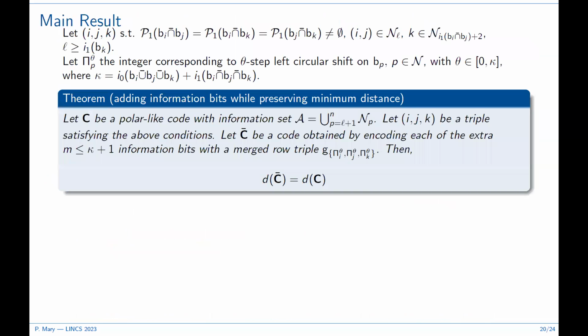Okay, so these two, will it go? Okay, perfect. I don't need 10 minutes more.